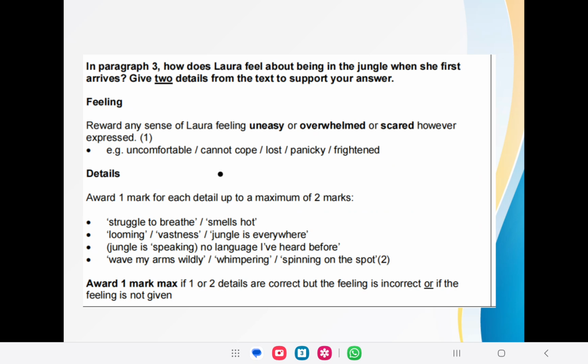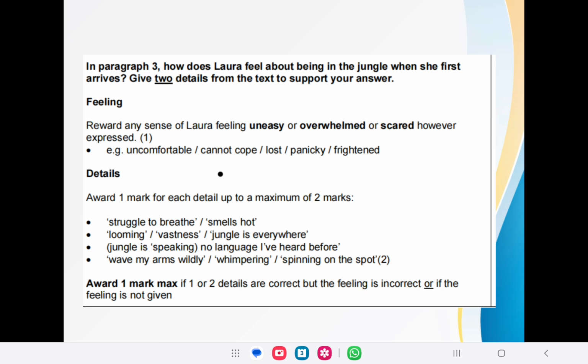And these feelings are related to the words that I read earlier. Now, the details are: struggle to breathe, smells hot, looming vastness, jungle is everywhere, jungle is speaking, no language I've heard before, wave my arms wildly, whimpering, spinning on the moon.